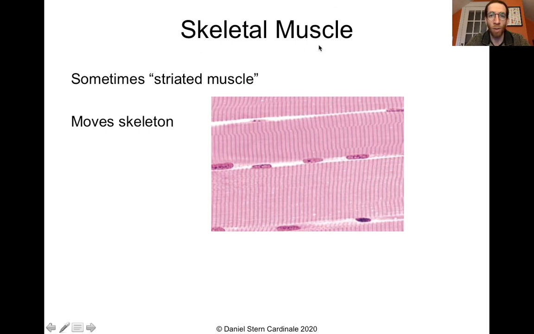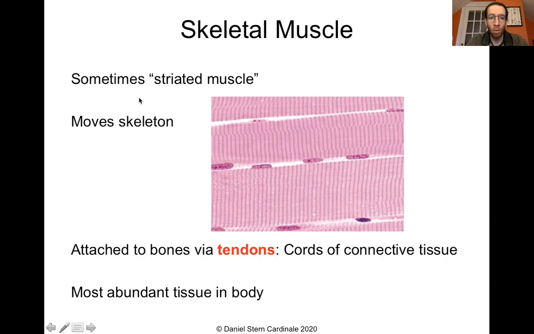Skeletal muscle is so named because these are the big muscles in your body that are attached to and move your skeleton. Skeletal muscles are attached to bones via structures called tendons, which are dense cords of connective tissue. And skeletal muscle is the most abundant tissue in your body. Most of the mass of your body is actually skeletal muscle.